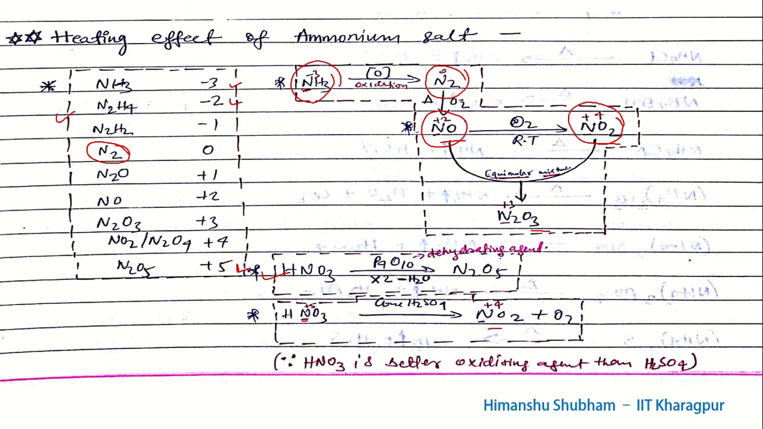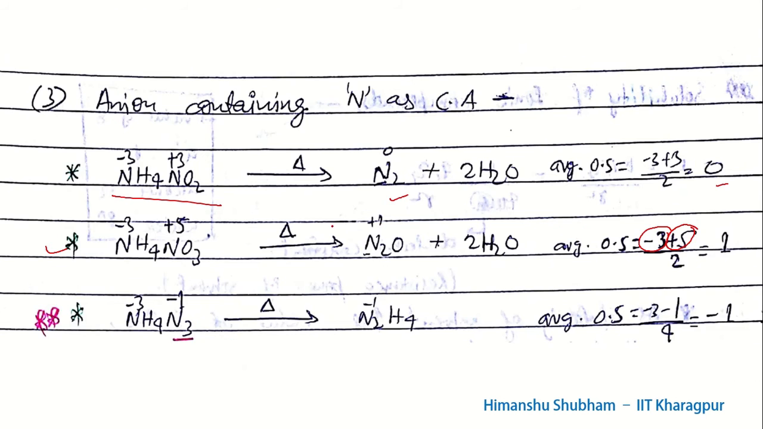So when we take the average of -3 and +5, we get +1. So let us head back to the first slide here. The +1 oxidation state of nitrogen is in the compound N2O. So we'll see in the product N2O plus H2O.